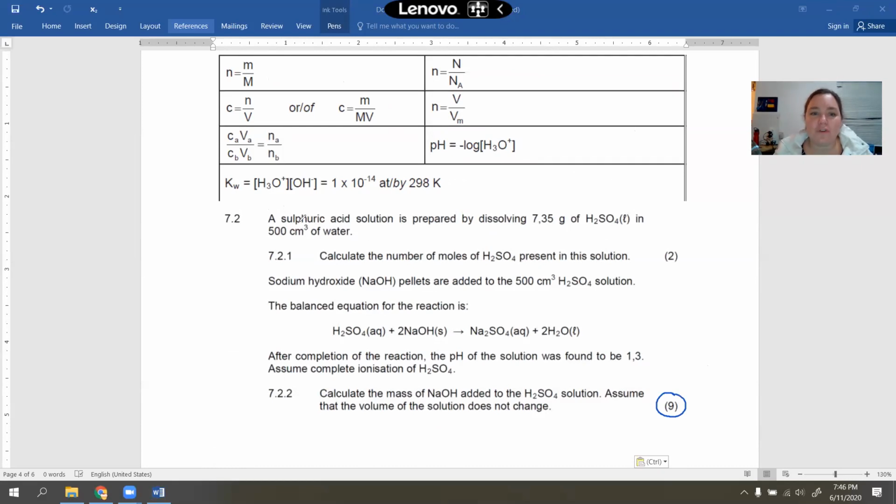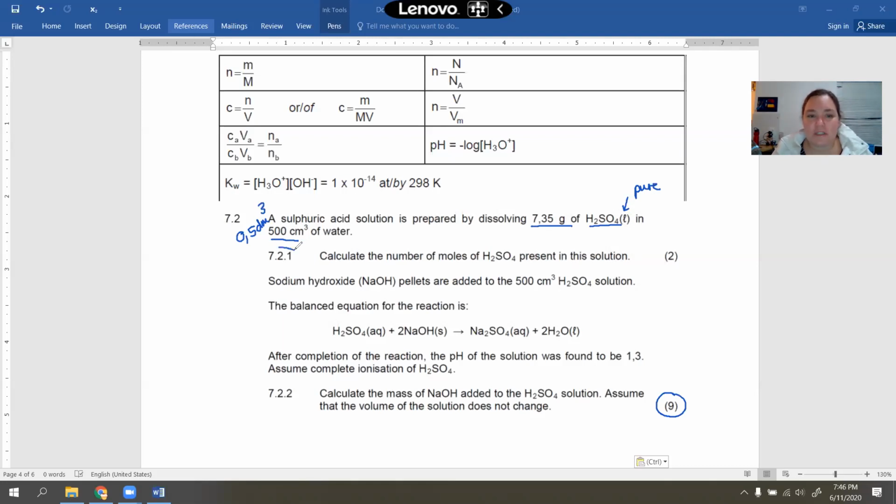So you were told that a sulfuric acid solution is prepared by dissolving 7.35 grams of sulfuric acid liquid. That tells you that it is 100% pure. So you can use the molar mass of H2SO4 and the mass to work out the number of moles of sulfuric acid in 500 centimeters cubed of water. Giving you a heads up here, don't forget to convert it to decimeters cubed. Sorry, there shouldn't be a negative. It isn't per decimeter cubed, it's just decimeters cubed.